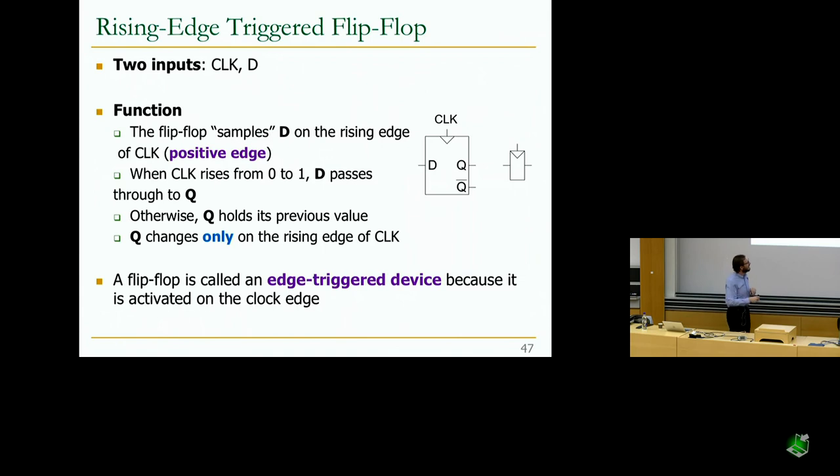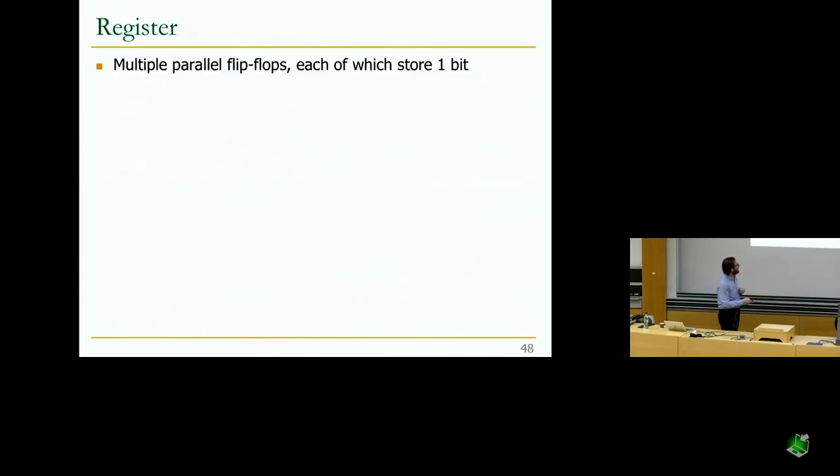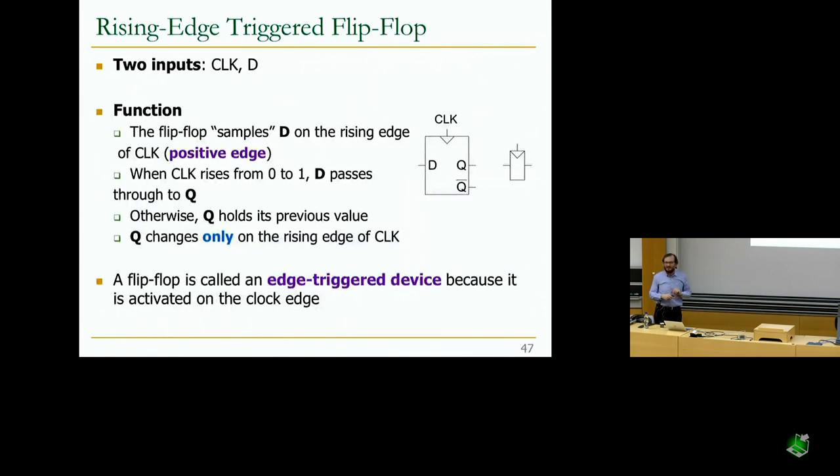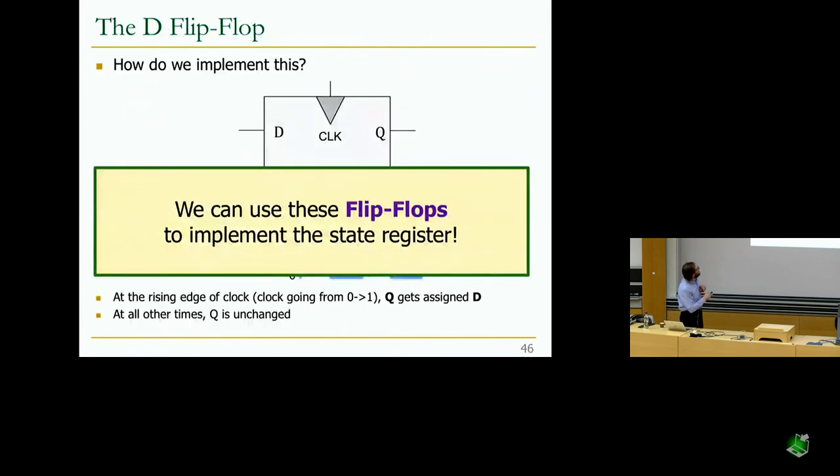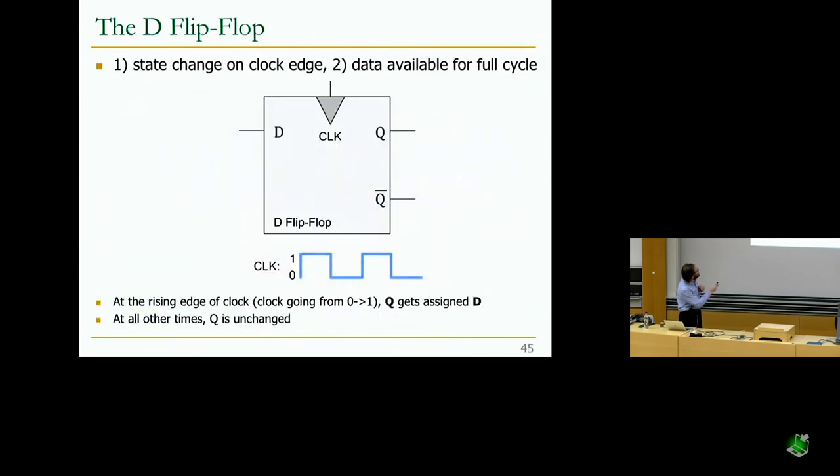Now, there are also level-triggered devices, which we're not going to get into over here, but some of your readings actually talk about those. Okay. Make sense? No? Hopefully. Okay, you should do the readings if this doesn't make sense at the moment. But remember, these are the two properties that we want in the end. State change on the clock edge, and the data is available for the full clock cycle. And we did need something like the D flip-flop to enable this.